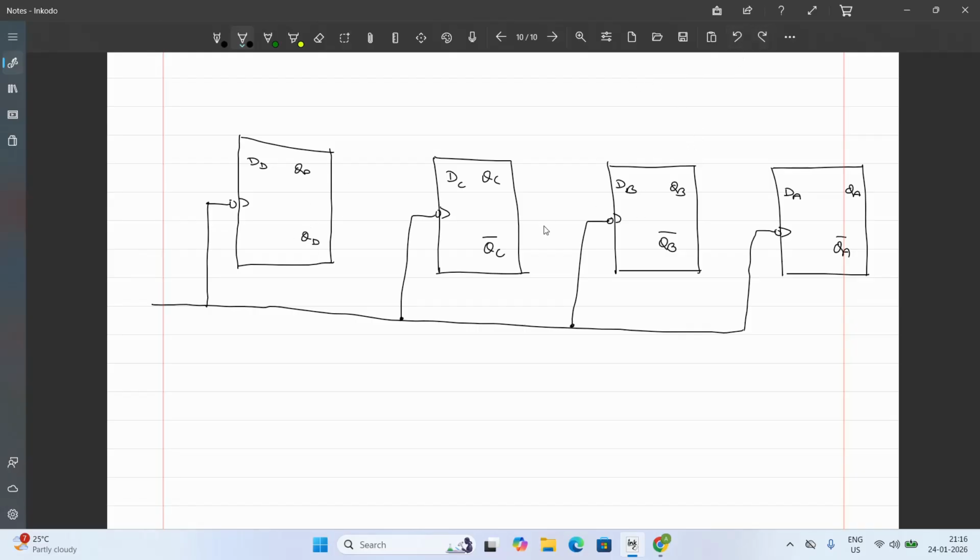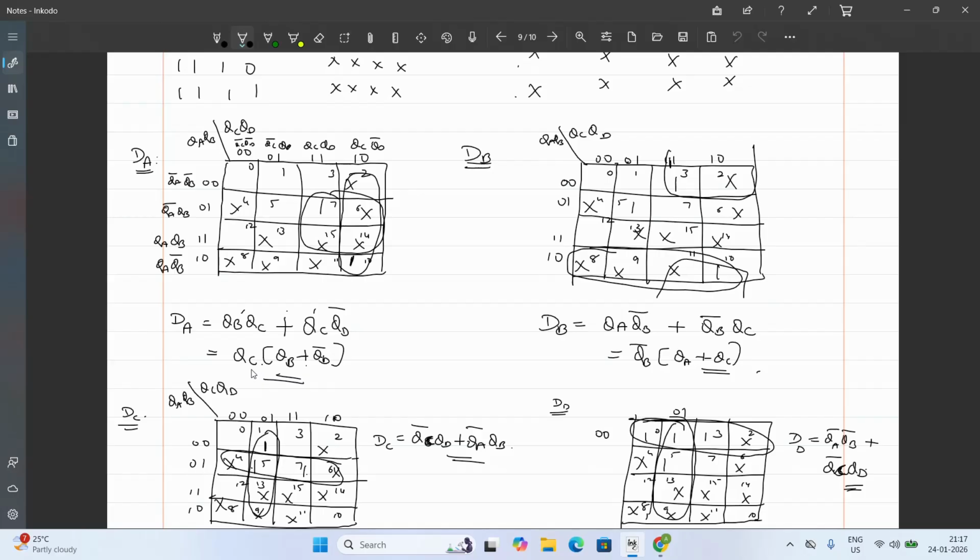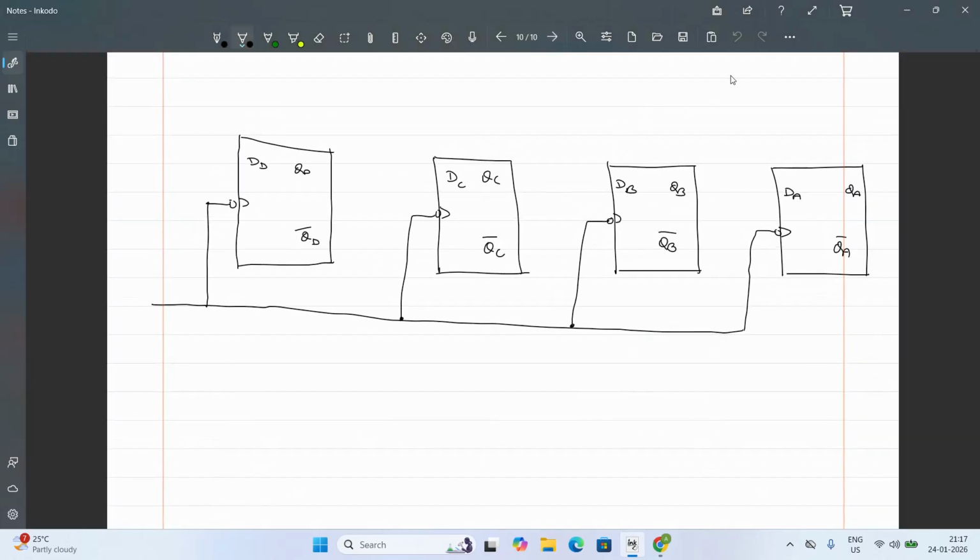And if you look at the first equation, DA is QC into QB plus QD bar. Okay, QC into QB plus QD bar. So you need an OR gate first with QB and QD bar, and the output of this is given to an AND gate with the other input being QC, and this is going as input to DA.